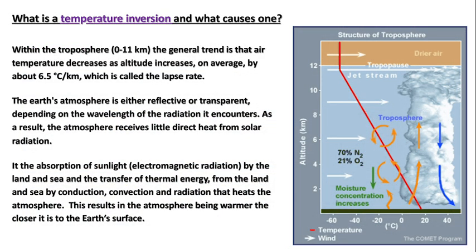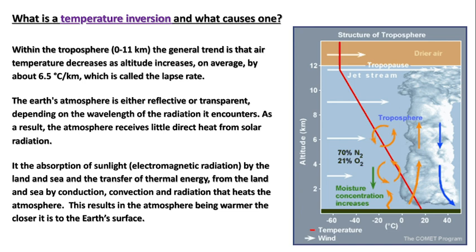What is a temperature inversion and what causes one? Within the troposphere, 0 to 11 kilometers, the general trend is that air temperature decreases as altitude increases, on average by about 6.5 degrees Celsius per kilometer, which is called the lapse rate.